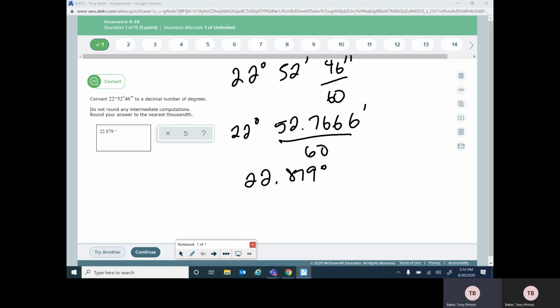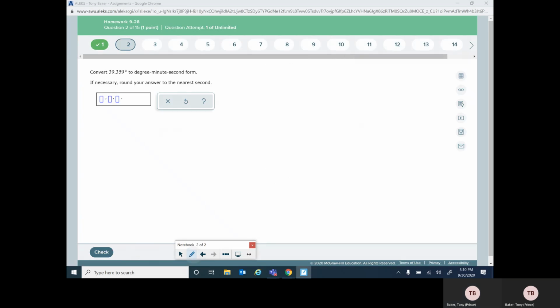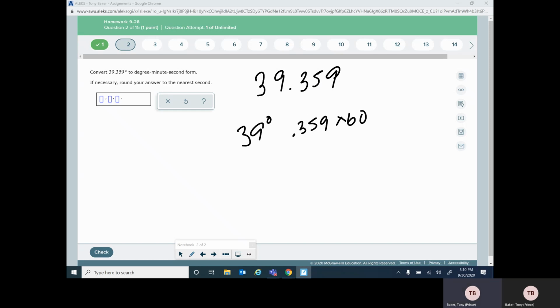Now the next topic we're looking at is actually going the other direction. So we're changing the decimal answer into degrees, minutes, and seconds. We're going to do a very similar thing. So 39.359. I've got 39 degrees, and then I take the 0.359 and multiply it by 60. So instead of dividing by 60, I'm going to multiply by 60. In this case, I get 39 degrees and 21.54 minutes.